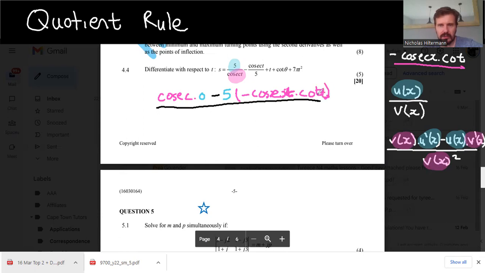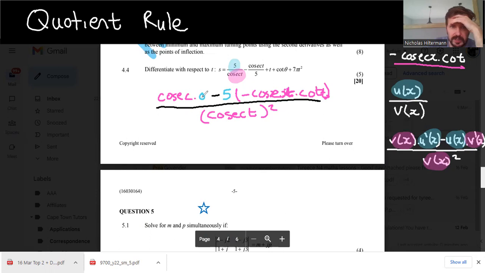So this will be cosec t squared. Now I can write this as cosec squared t. This means the same thing. Easier to write it like this though, because I can see that things are going to cancel.